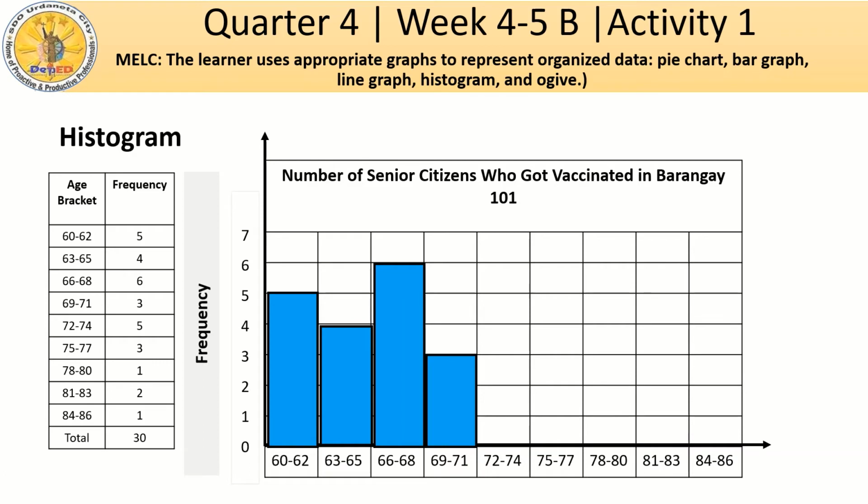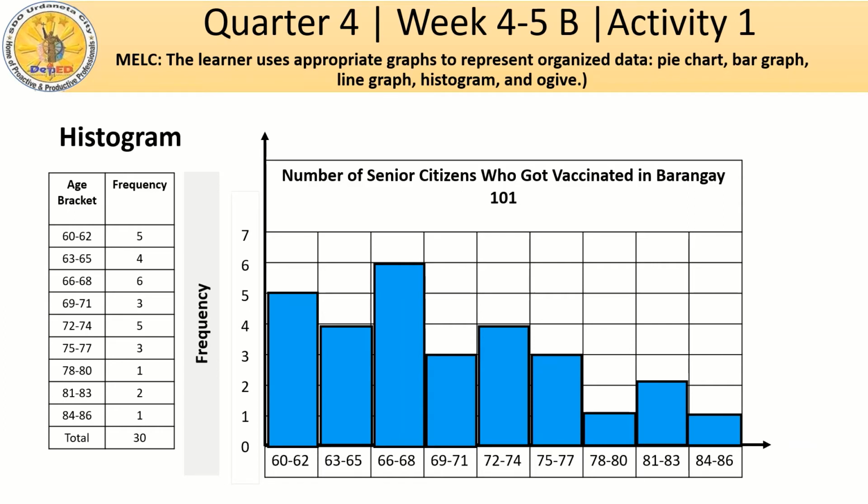72 to 74, we have 5. And 75 to 77 is 3. And 78 to 80, we have 1. And 81 to 83, we have 2 as frequency, and 84 to 86 is 1. So this is our histogram for this problem: number of senior citizens who got vaccinated in Barangay 101.